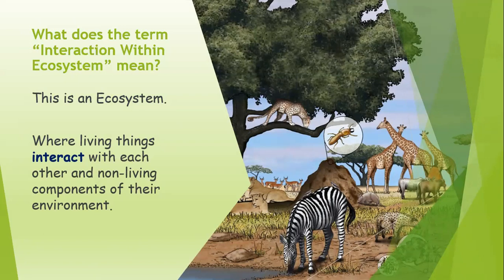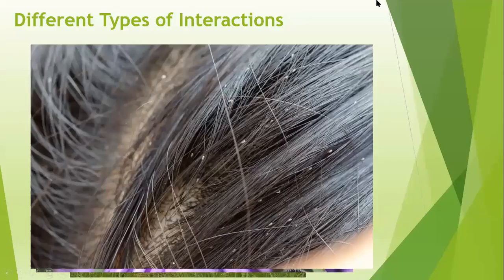For example, here I see that this zebra is drinking water, right? So the zebra, which is a living thing, is interacting with the non-living component of the ecosystem, which is the water. Similarly, you have lots of interactions within the ecosystem which are between living things. This lesson will talk about those interactions. Let's see different types of interactions.